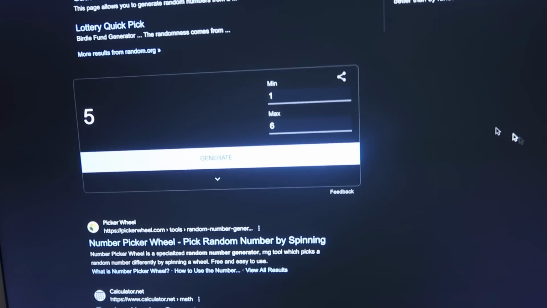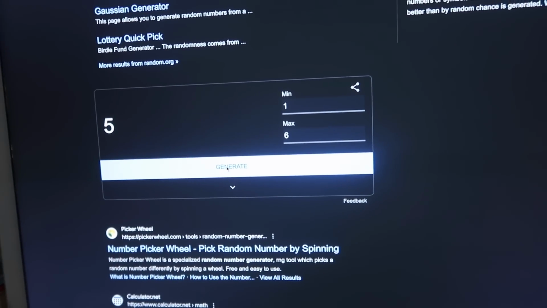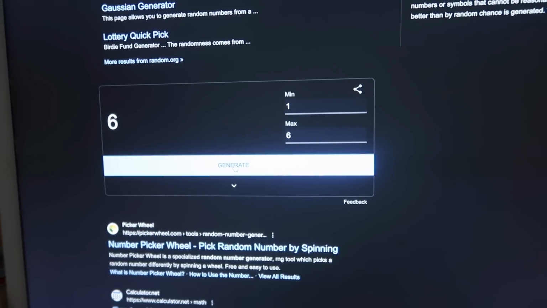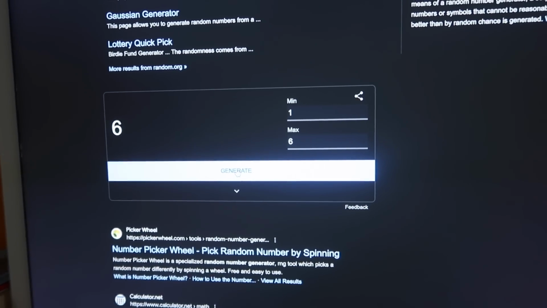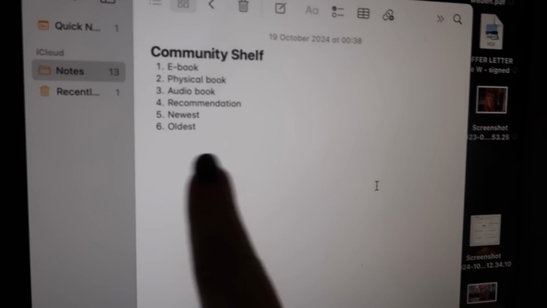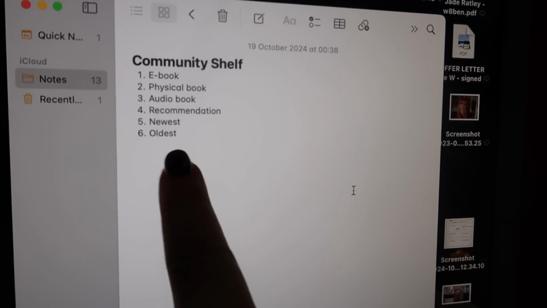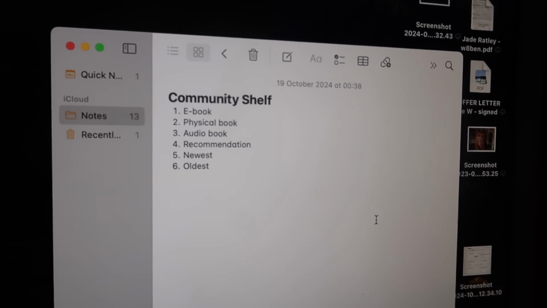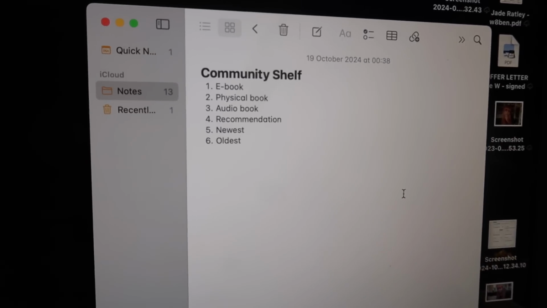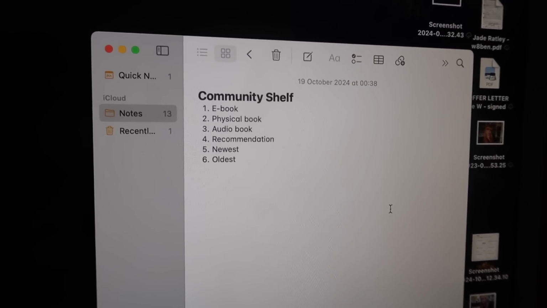There we go. Hello Google, 1 to 6. Generate. Did that even click? Generate. 6. And for number 6, we have got oldest. So the oldest tiny horror I have. And I'm thinking by publishing order. So let's see what that would be.